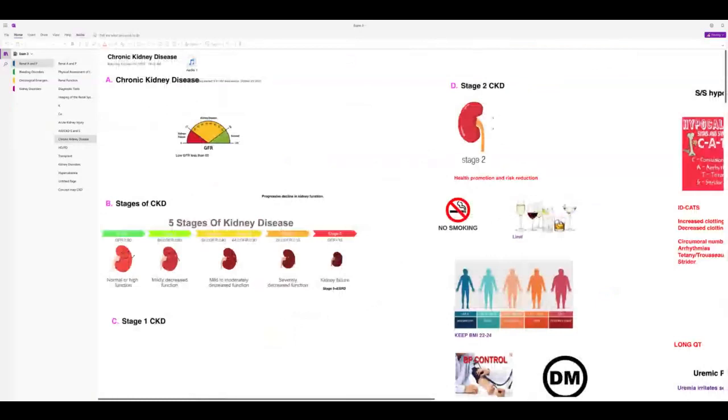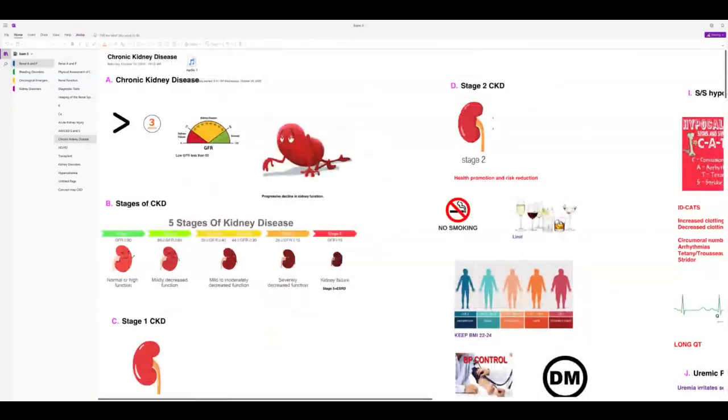All right, now chronic kidney disease. Chronic kidney disease happens over 3 months, and the GFR is less than 60. So it's a progressive decline in kidney function. Now, there are 5 stages. You don't really need to know the GFR in each stage. I'm just going to point out some things you do need to know.